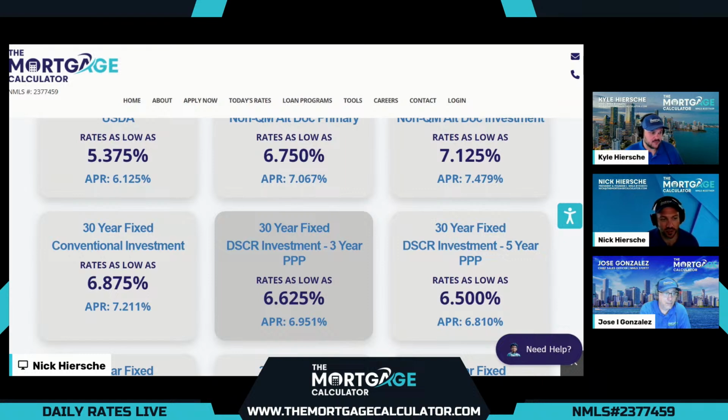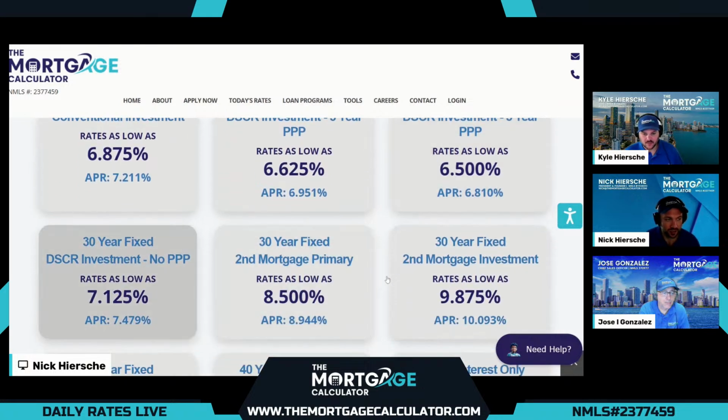First up, our 3-year prepayment penalty option coming in at 6.625 rate. Final APR 6.951, which beats conventional. Absolutely amazing. And if we add a 5-year prepayment penalty, we can get rates as low as 6.5. Final APR 6.810, which again beats conventional.